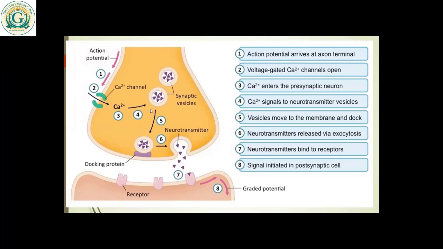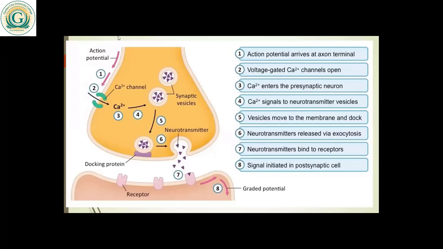Now, when that happens, we have a docking protein that is found in the cell membrane. Whenever these vesicles attach themselves to this protein, it triggers them to fuse with the cell membrane. When that happens, the neurotransmitters inside the vesicles will be released into the synapse. All that you are trying to do here is to release these neurotransmitter chemicals into the synapse so that it will continue the transmission of the impulse.